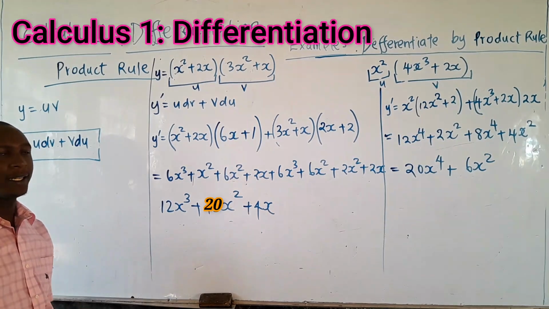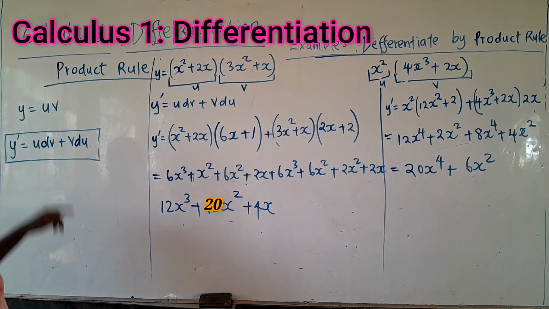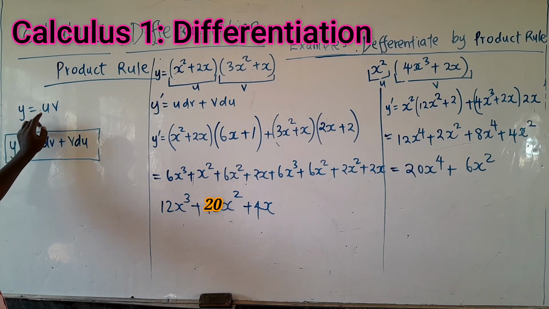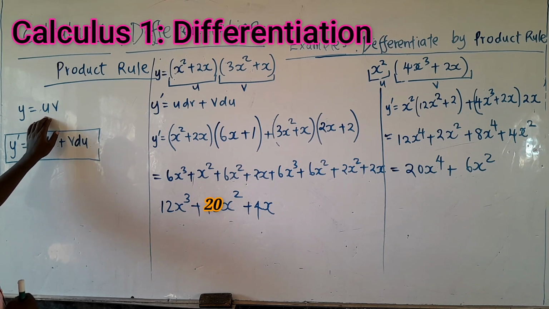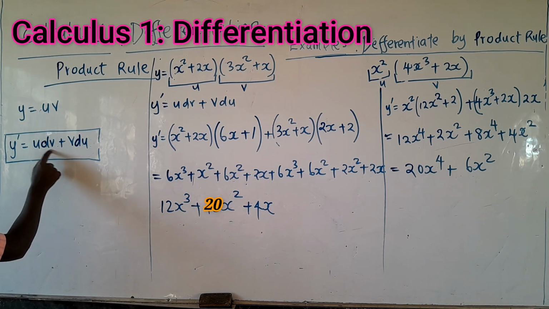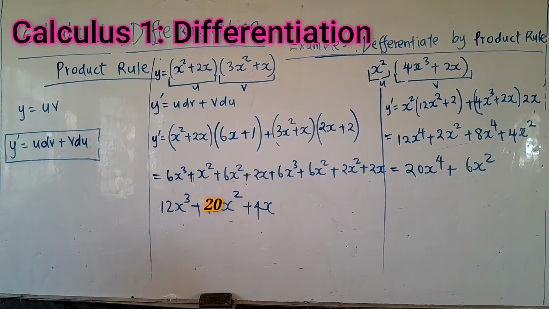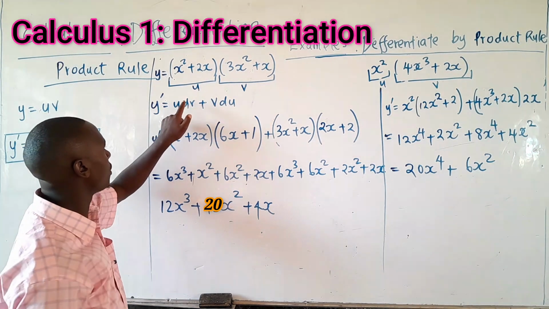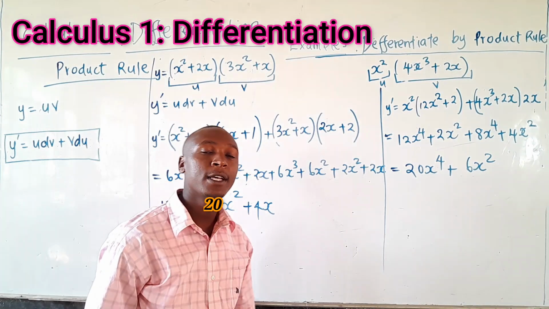So what did we learn? If you want to apply the product rule, it is very easy to do. If you have a function of y, which is the product of two functions, u and v, then you take the first function u, multiply by the derivative of the second function, that is u dv. And then you add that to the second function v, multiplied by the derivative of the first function, du. Of course, we have done an example for the same, u dv plus v du, for the two examples we have done, and that's how it's done.